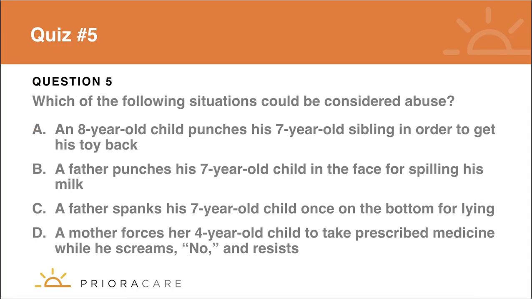So let's move on to quiz question number 5. Which of the following situations could be considered abuse? A. An 8-year-old child punches his 7-year-old sibling in order to get his toy back? B. A father punches his 7-year-old child in the face for spilling milk? C. A father spanks his 7-year-old child once on the bottom for lying? Or D. A mother forces her 4-year-old child to take prescribed medicine while he screams no and resists?